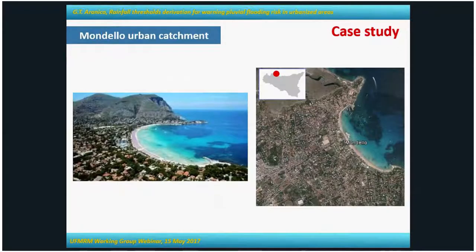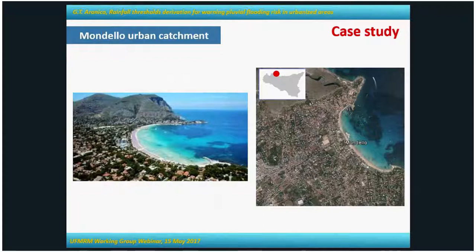This is the case study in which we apply the procedure. This is a part of the urban area of Palermo. It's called Mondello Urban Catchment. You can see from the picture on the left, it's a nice area close to the sea, which is now one of the most residential, luxurious areas of the city of Palermo. And essentially, it's a very flat area, totally urbanized, you can see from the picture on the right.